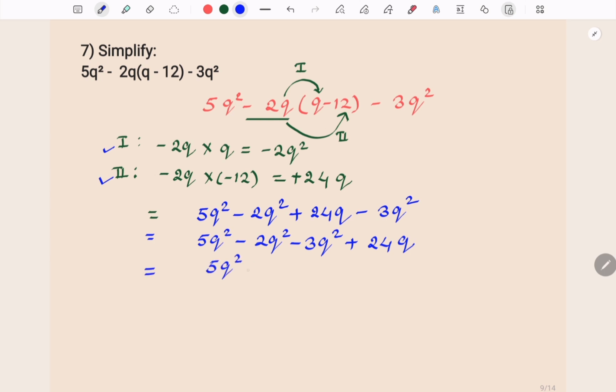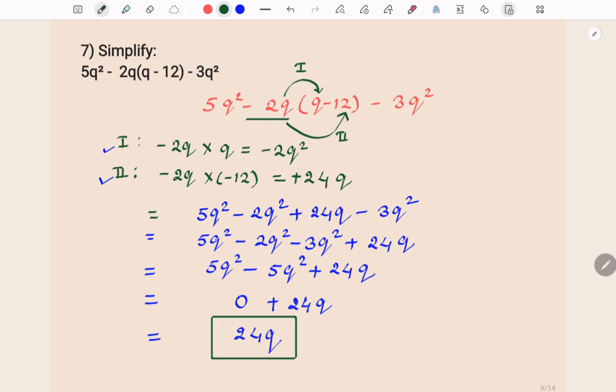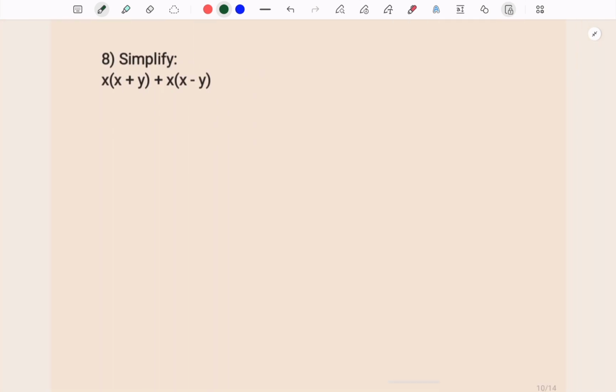5q squared minus 2q squared minus 3q squared gives minus 5q squared plus 24q. 5q squared minus 5q squared gives 0. It cancels out, plus 24q. 0 plus 24q is 24q, and this would be the final answer of this question. Moving on to the next question.